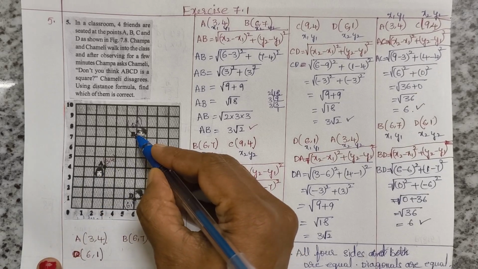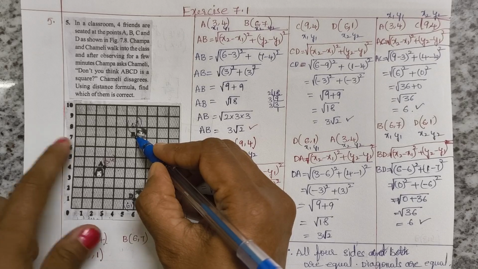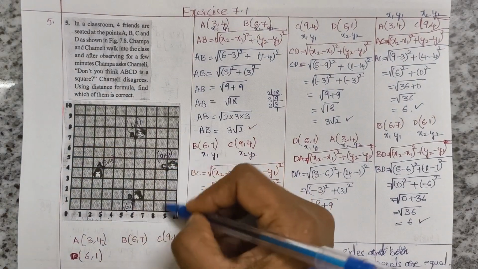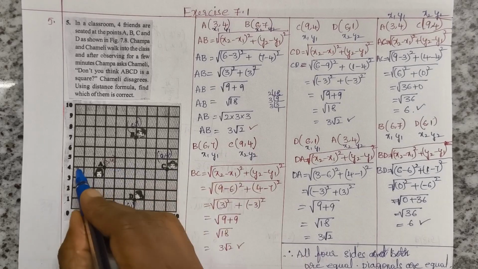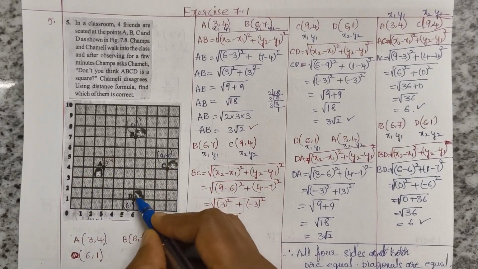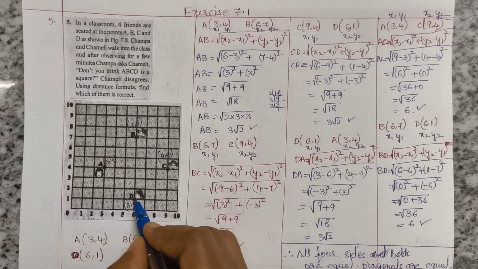Next come B coordinates. See here, 6 is there, here 7 is there. B coordinates are 6 and 7. Next we will come to C coordinates. C coordinates means this is 9, this is 4. C coordinates are 9 and 4. Next, D coordinates we will write: 6, and the y coordinate is 1.